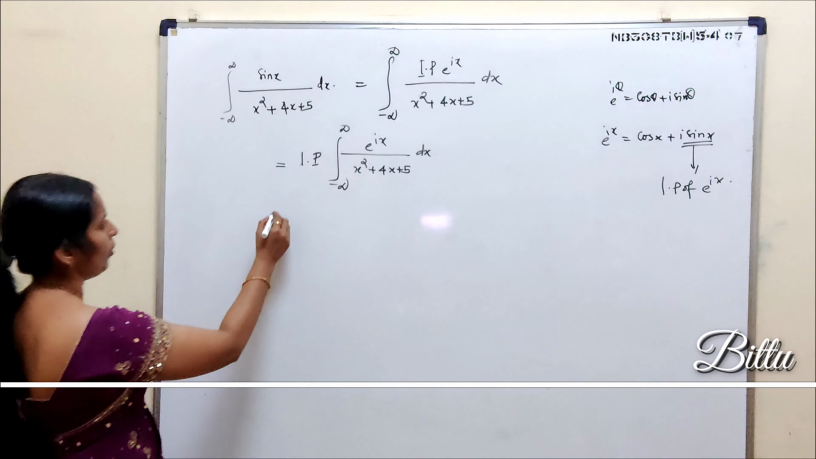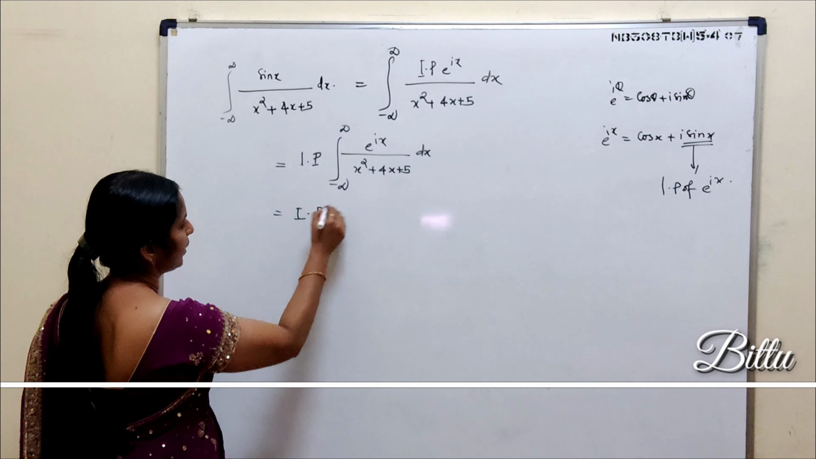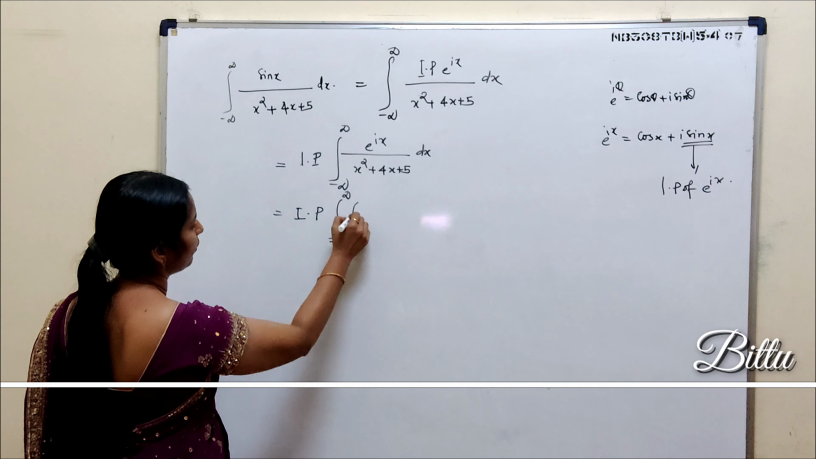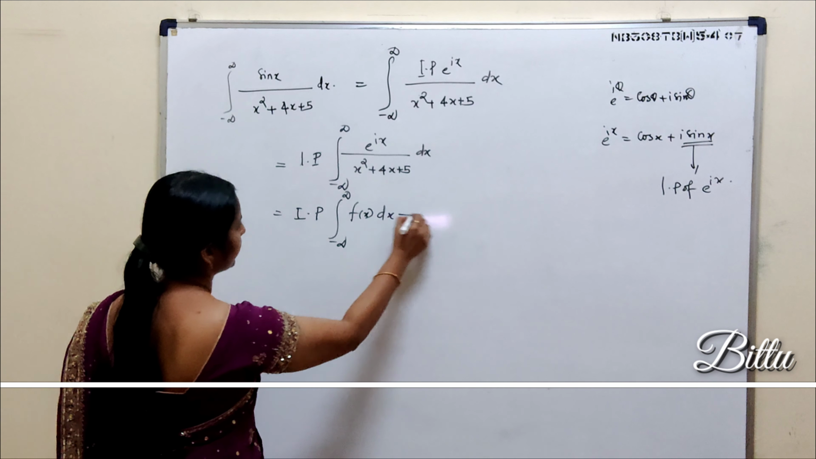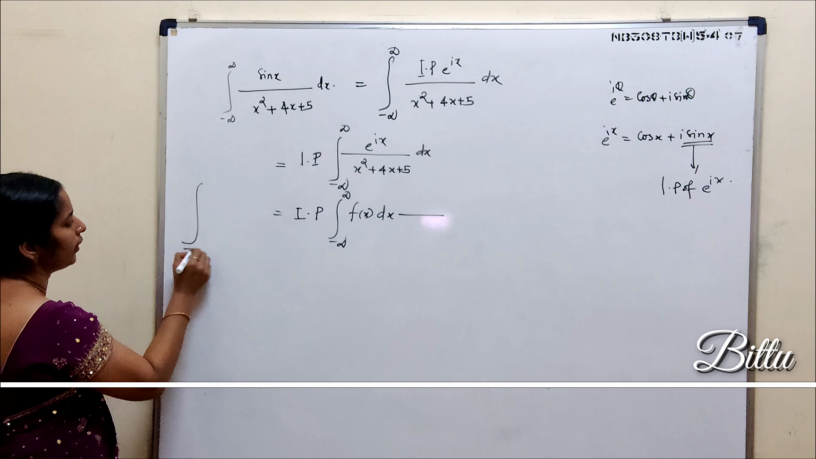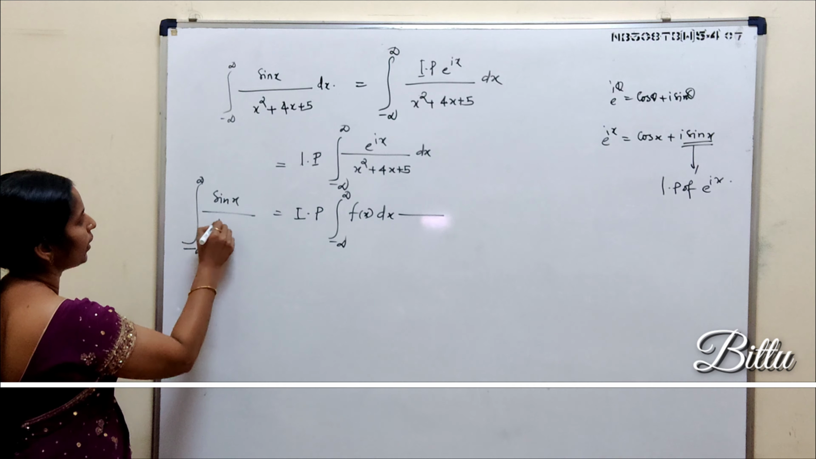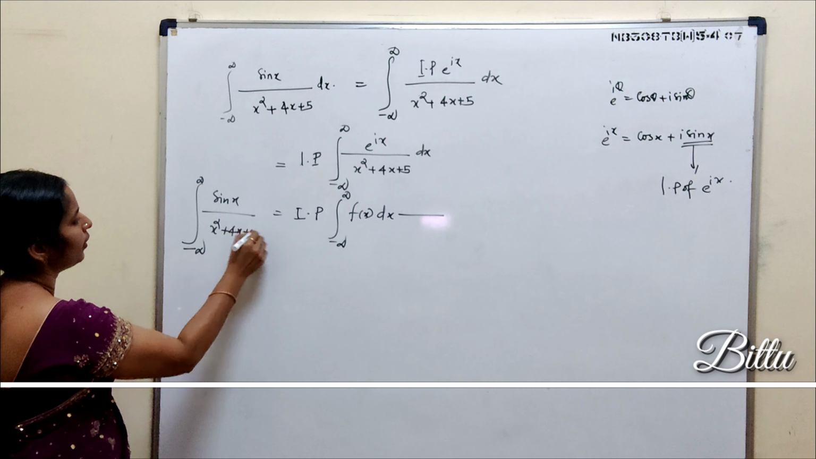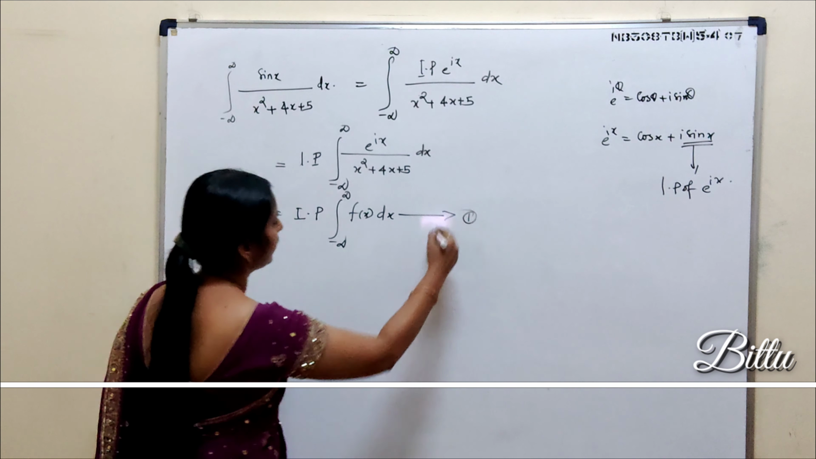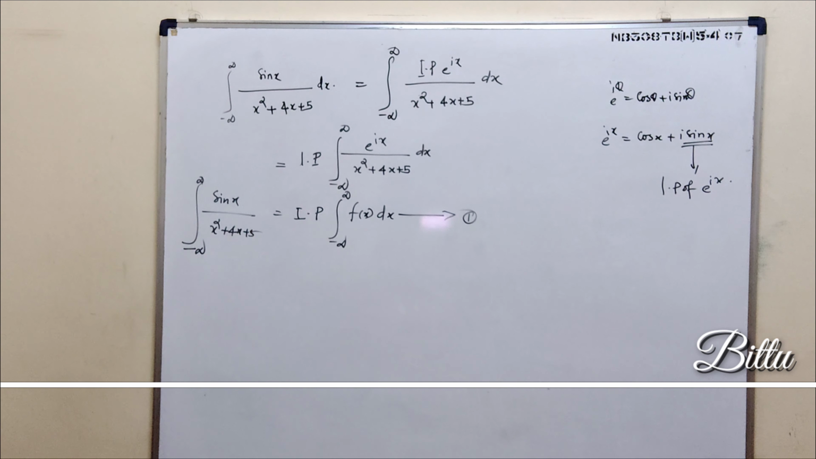See, this is in the form imaginary part of integral from minus infinity to infinity f(x) dx. This is our given integral, minus infinity to infinity sin x by x square plus 4x plus 5. It is equation number 1. Next, our aim is to evaluate the integral from minus infinity to infinity f(x) dx.